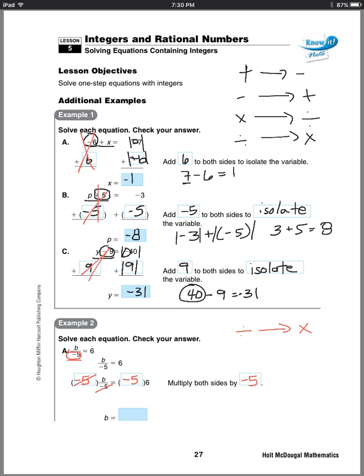That cancels these -5s out, which leaves us with just b. And then we have -5 times 6. We have one negative, so we know our answer is going to be a negative answer, and 5 times 6 is 30.